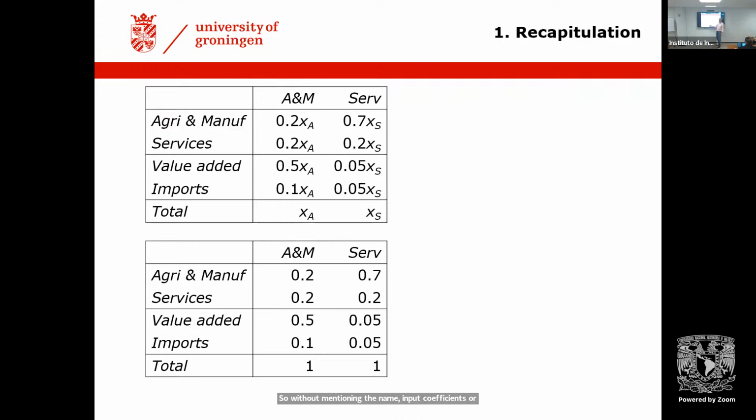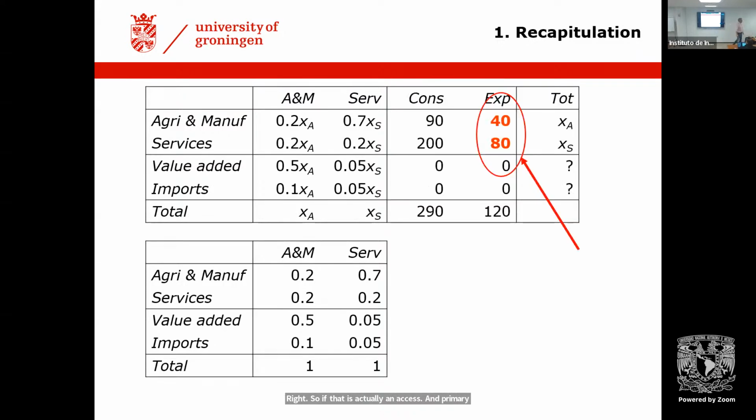And I tell them, okay, but who wants to produce one of agriculture and one of services? Nobody. Now, what do you want to produce? I don't know. Well, I don't know either. So let's call them XA and XS. Great. So if that is XA and XS, these are the inputs and primary inputs that you use. And this is what we had.